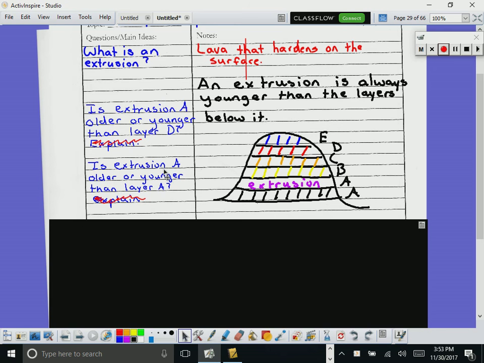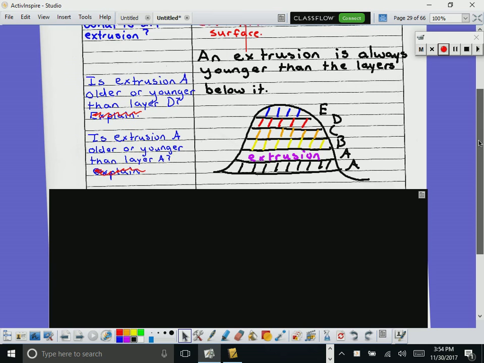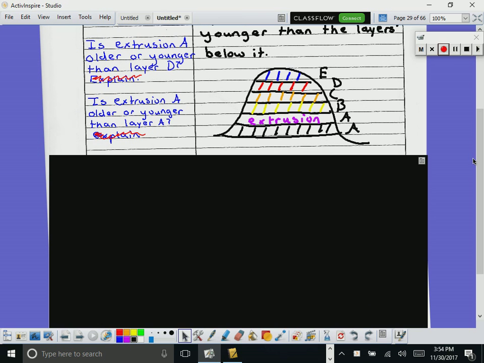Now, question number 2, is extrusion A older or younger than layer A? So here's extrusion A, here's layer A. Extrusion A is closer to the top, so that means that extrusion A is younger. So extrusions are just like reading rock layers using the law of superposition. There is no difference, okay? Just because it says an extrusion doesn't mean anything different.